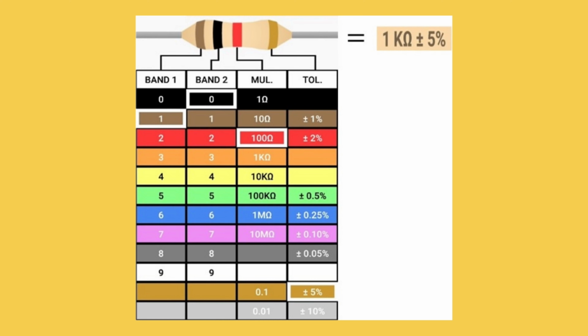For the illustrated example, the colored band is red, meaning 100 ohms. Therefore, we would need to multiply 10 by 100, and that would give us 1,000 ohms. As for the tolerance, it represents the percentage of error in the resistance of the resistor, or how much more or less you can expect a resistor's actual measured resistance to be from its stated resistance.